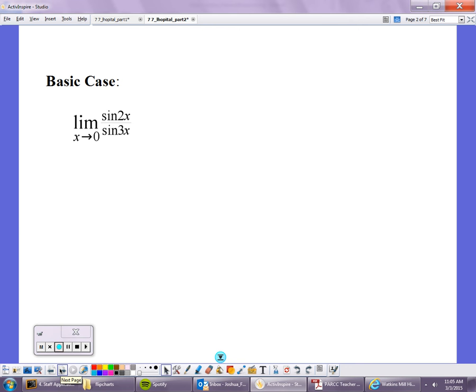So here's a pretty basic case. Limit as x goes to 0 of sine 2x over sine x. And you can see if we try direct substitution, just try that right down here, I get sine 0 over sine 0, which is just 0 over 0. Okay, so that's not going to work.